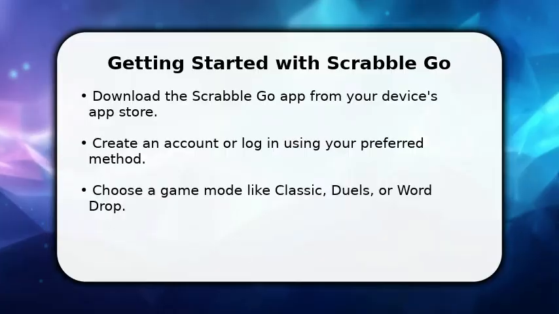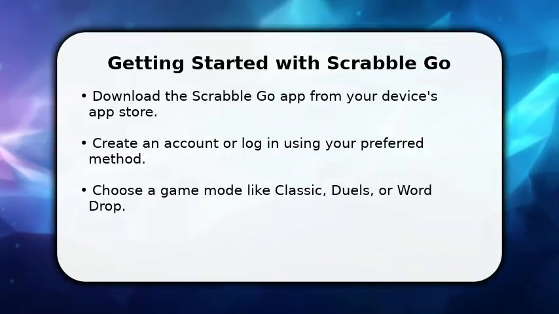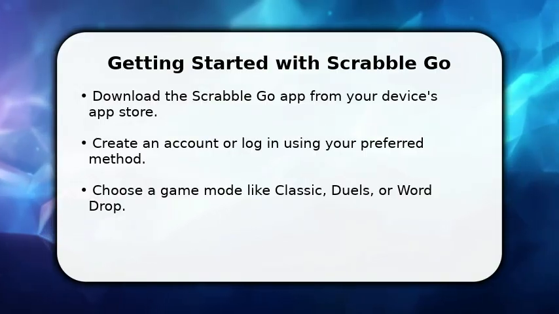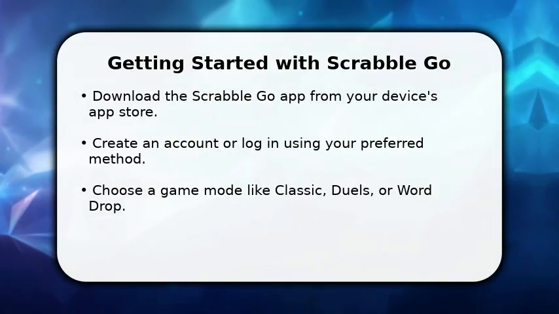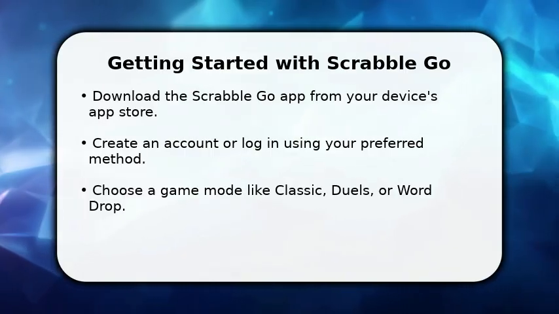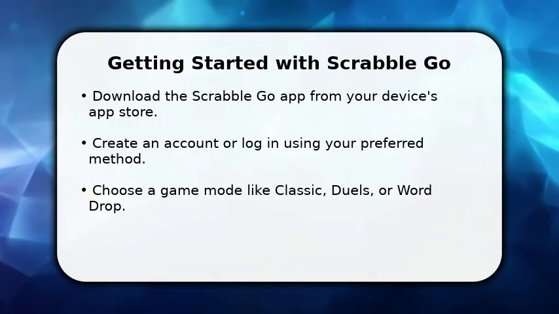In this video, I will explain how to play Scrabble Go. First, download the Scrabble Go app from your device's app store. Once installed, you will need to create an account or log in using an existing one.